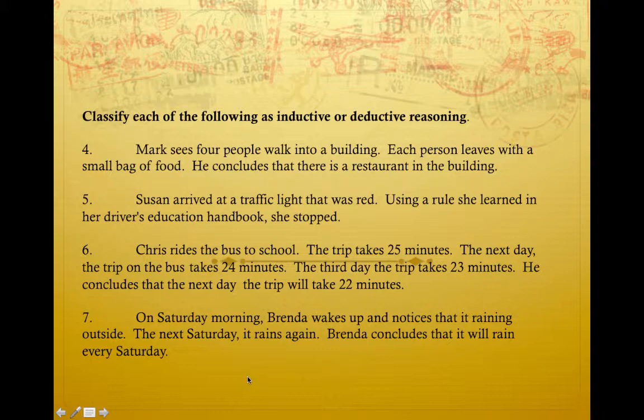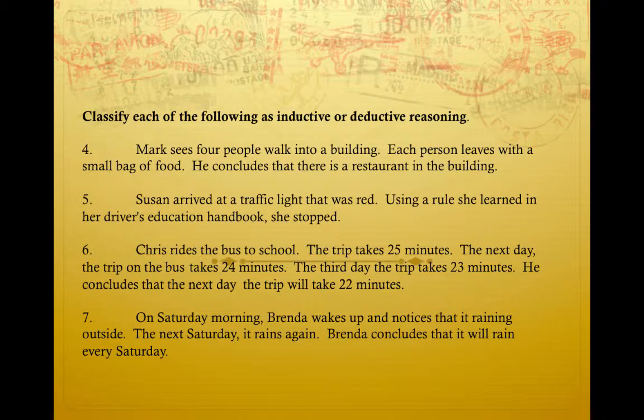So we want to decide which these things are. Number 4: Mark sees 4 people walk into a building. Each person leaves with a small bag of food. He concludes there's a restaurant in the building. So he's seen 4 people walk in. He's starting with a small set of people, and each of them leaves with a small bag of food, which they could have gotten from a friend, but he assumes there's a restaurant. So he's using inductive reasoning. It's reasonably likely, depending on the building, but it's inductive reasoning.